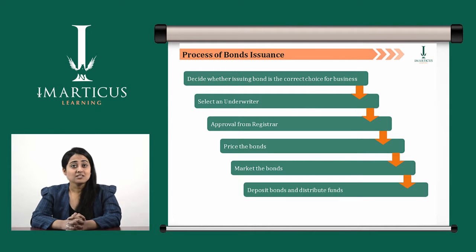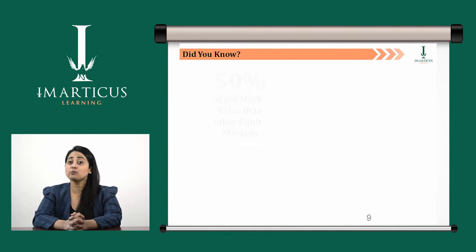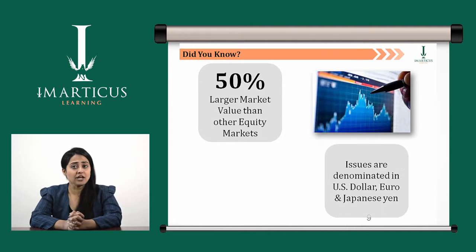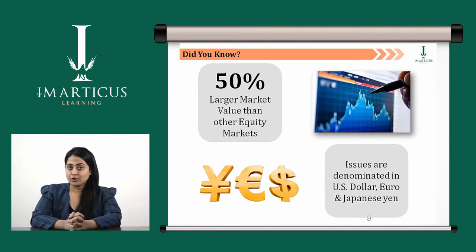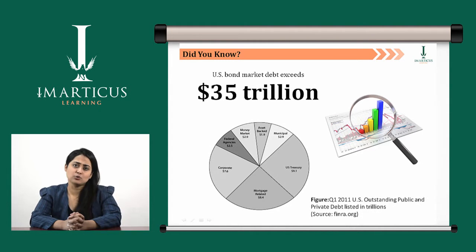Did you know the total market value of the world's bond markets is about 50% larger than the world's equity market? Most issues are denominated in US dollars, euro and Japanese yen. The US bond market debt, generally referred to as the bond market, exceeds $35 trillion, making it by far the largest securities marketplace in the world.